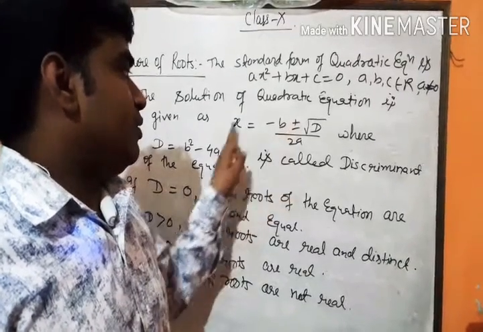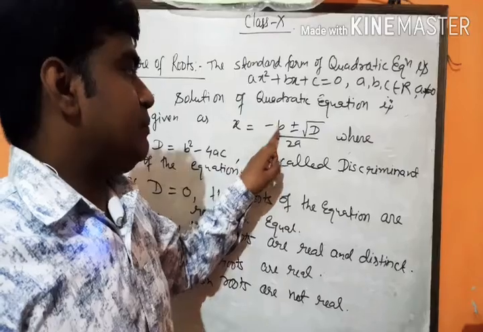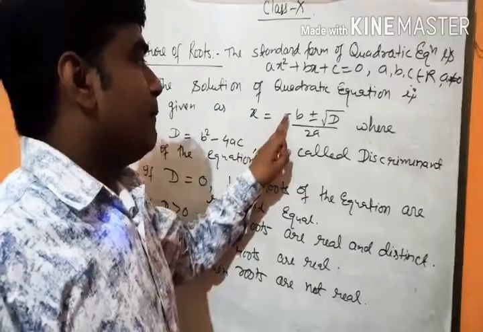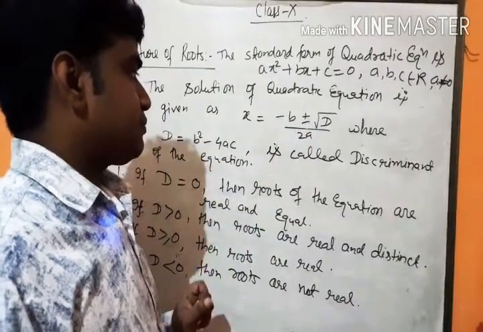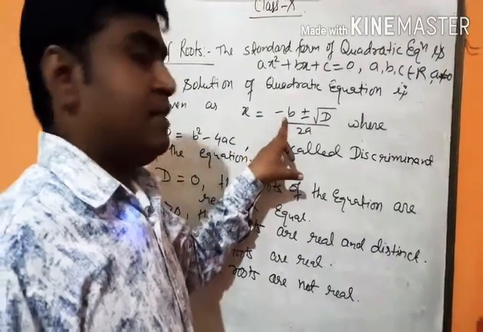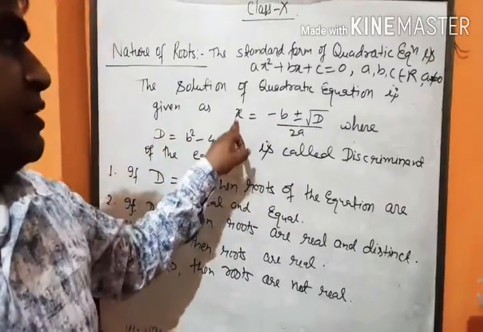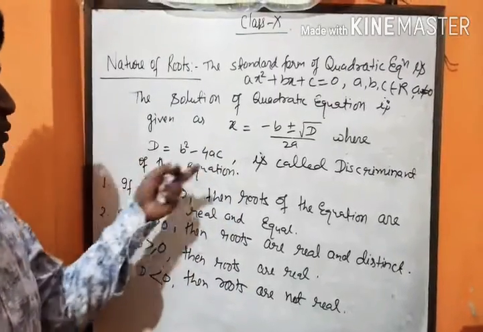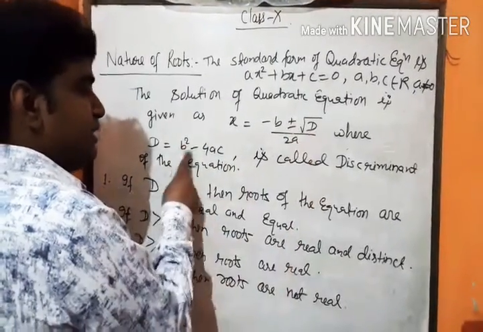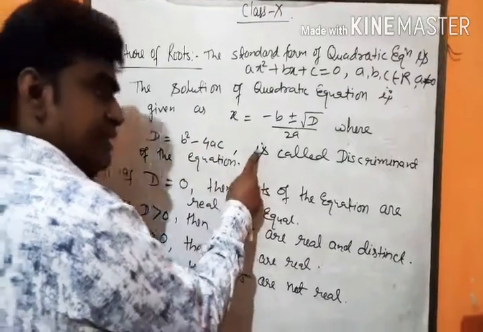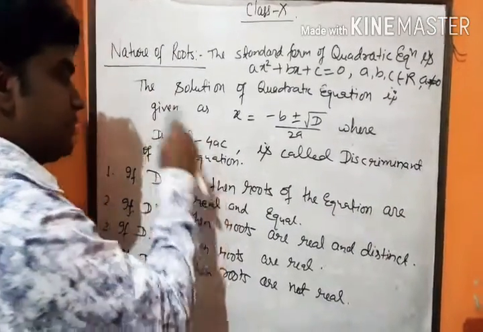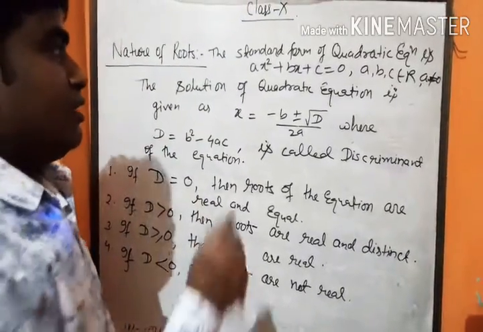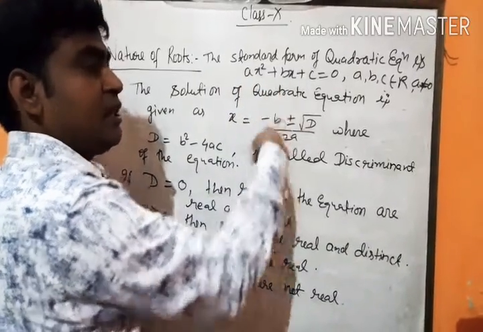And taking plus, we have x equal to minus b plus under root d upon 2a, and taking minus sign, we have x equal to minus b minus under root d upon 2a. So our first zero is written as alpha and the second zero is written as beta. Zeros are roots. Here we know that d is written as b square minus 4ac, and it is called discriminant of the given quadratic equation. Now it defines the nature of the roots.